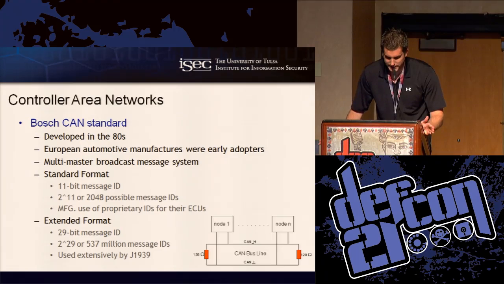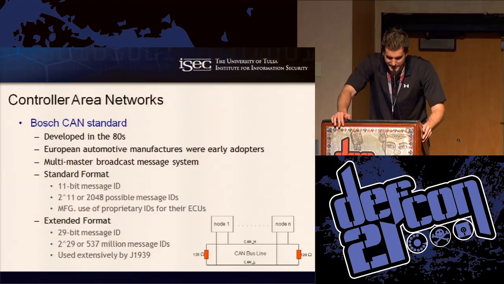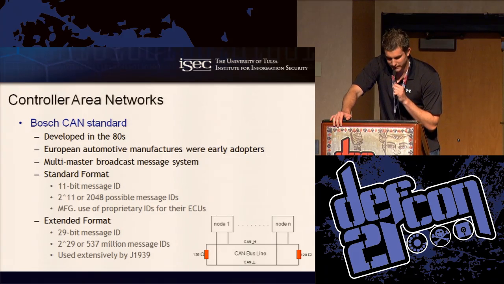And CAN is a multi-master broadcast bus system. The idea being that if one node were to transmit a message, then all other nodes on the bus would receive that message. Whether or not a node actually processes that message is dependent upon something called acceptance filters on the actual CAN controller itself. So if a message matches up with the acceptance filter, it then gets passed on to the microcontroller for further processing. Otherwise, it's disregarded.